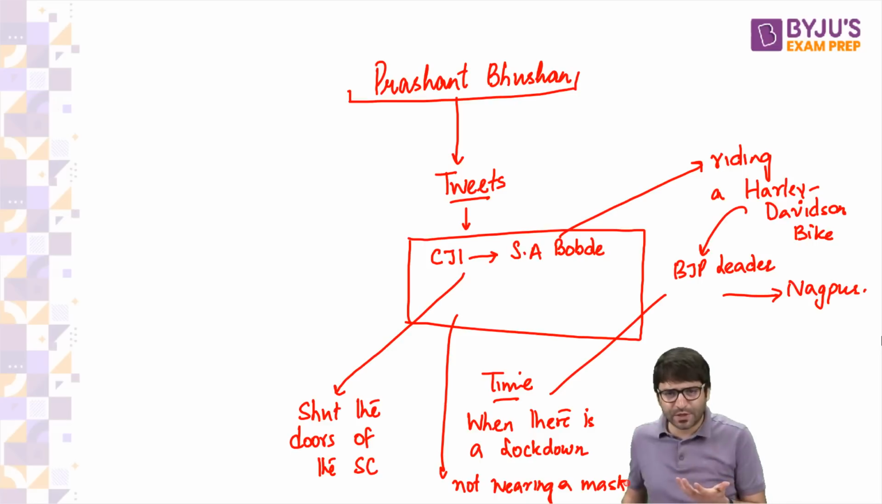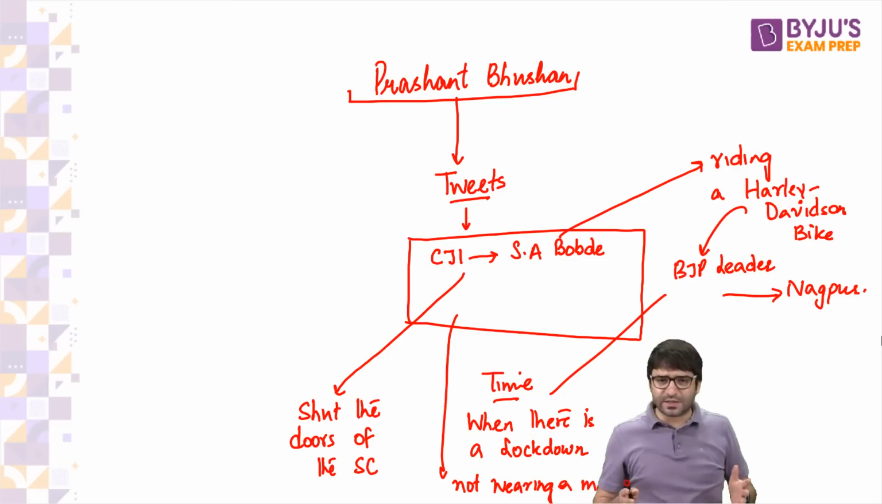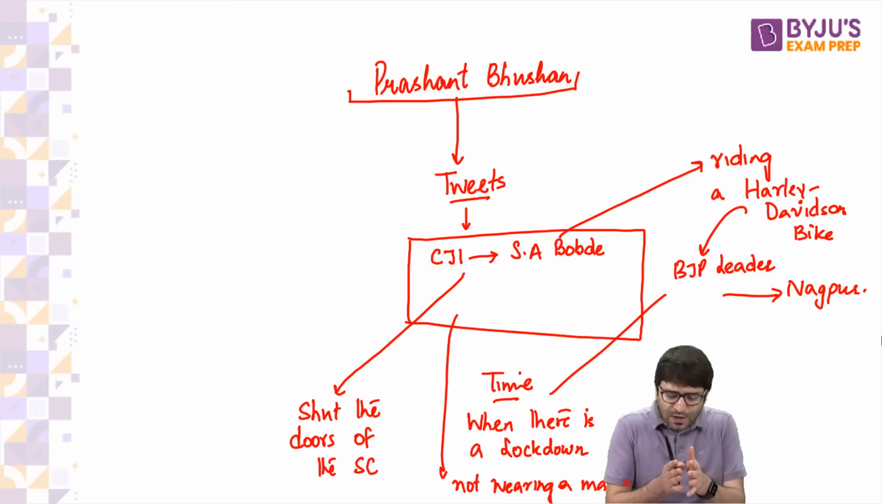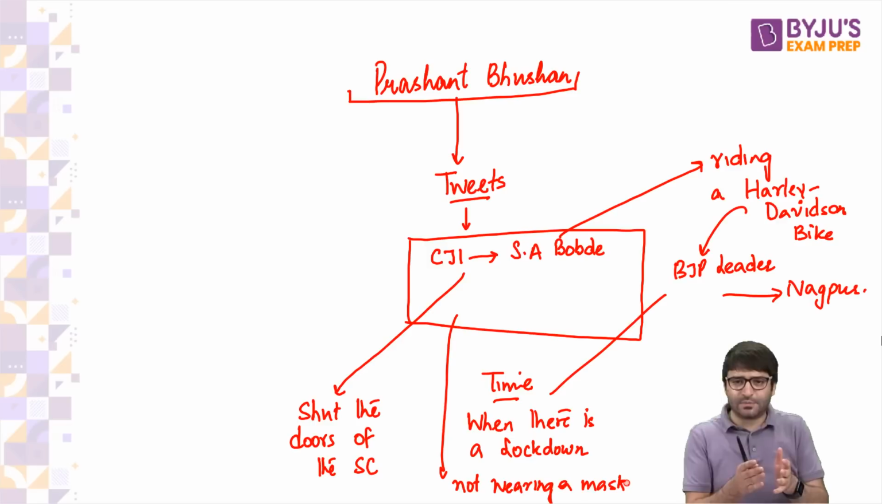Freedom of speech and expression. But there can be reasonable restrictions on your freedom of speech and expression on the grounds of sovereignty and integrity of India, security of the state, friendly relations with foreign states, public order, morality or decency. The sixth ground is contempt of court. What is contempt of court? You are either committing civil contempt or criminal contempt.